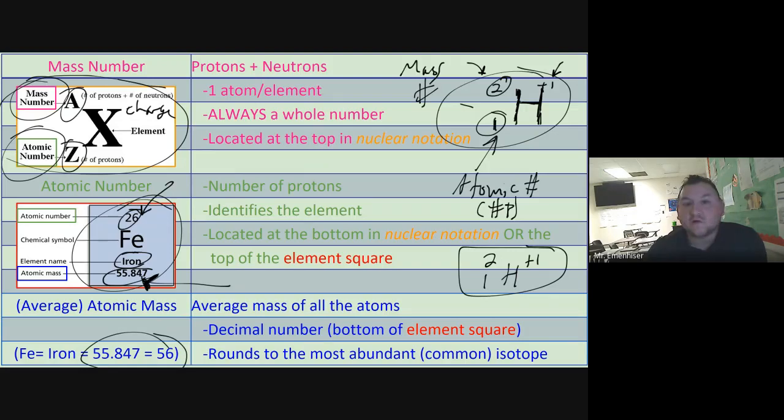Now, if we round that to a whole number, that will tell us the most abundant isotope. So 55.847, since it's a 0.8, that rounds up. Remember that anything above 5 rounds up. And so that's going to round that up to 56. So if I round 55.847 to a whole number, I get 56. And iron 56, if I write it like that, iron dash 56 or Fe dash 56, that would be the most abundant isotope of iron, the most abundant version of isotope.